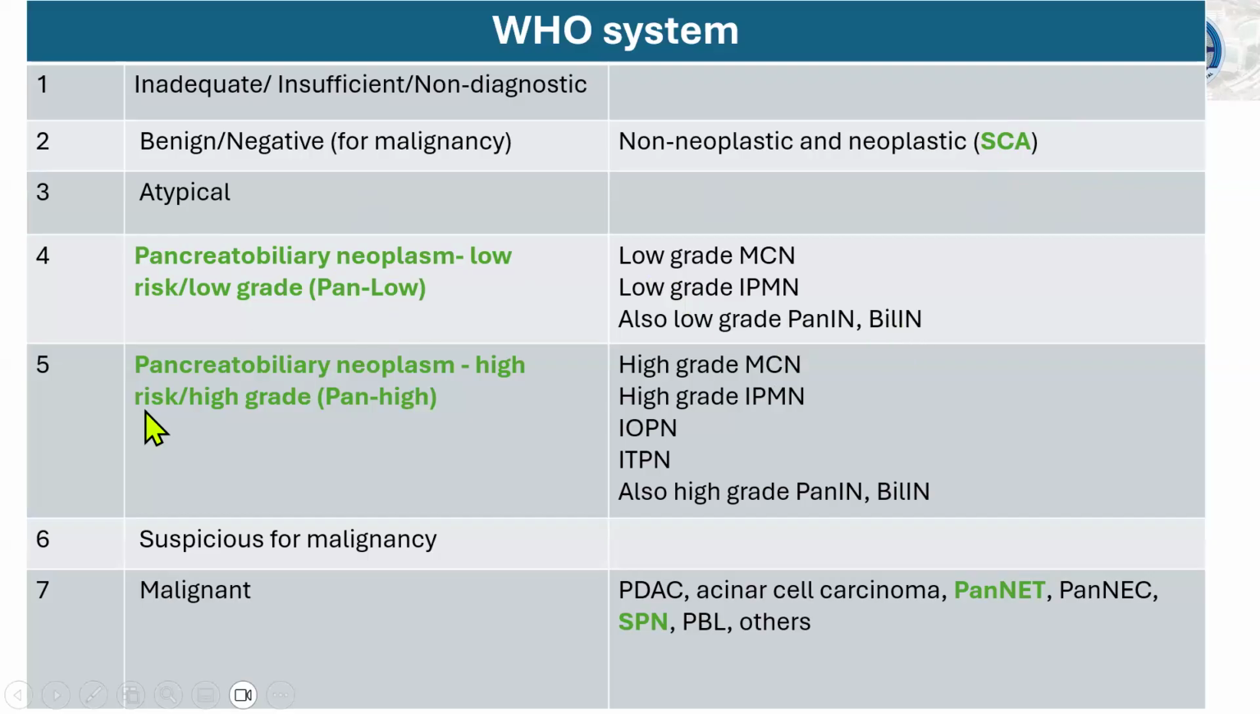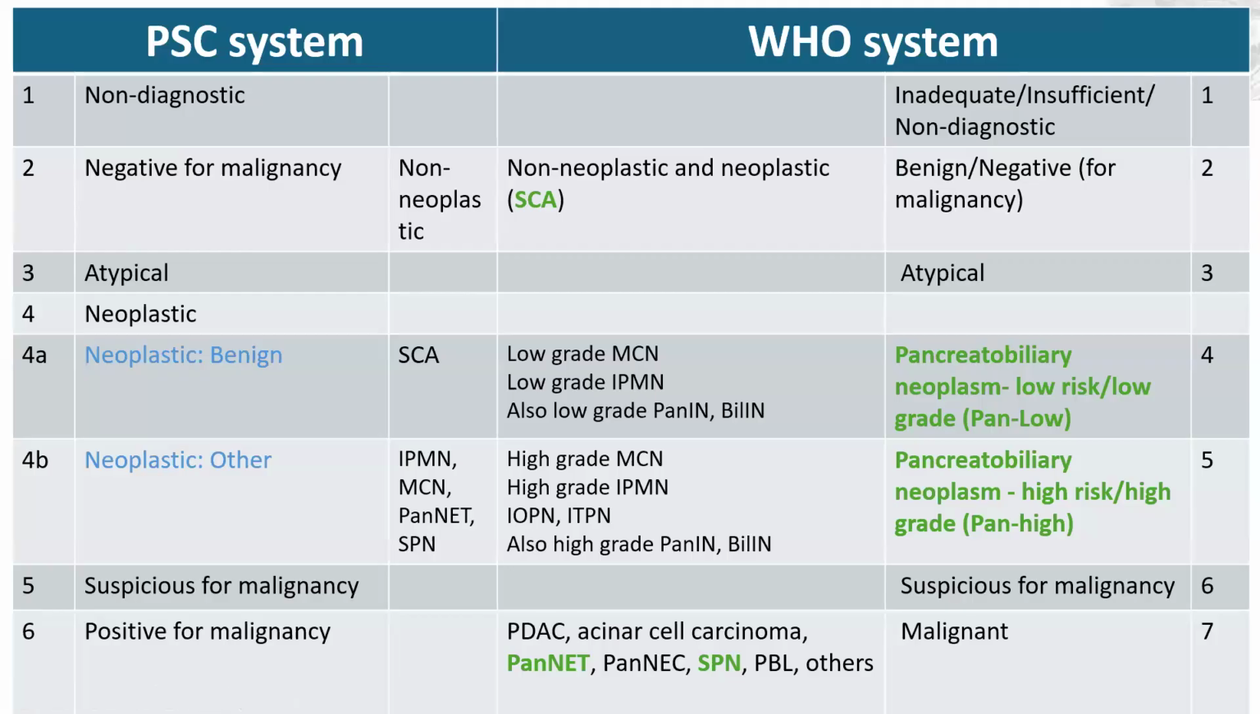The next classification is pancreato-biliary high grade, or pan high, where all the high grade versions of these come. Then there is suspicious for malignancy, and malignant. And you can see that the PanNET and SPEN have been put under this category. So this is the importance of the WHO classification, that it aligns more with our present WHO classification.